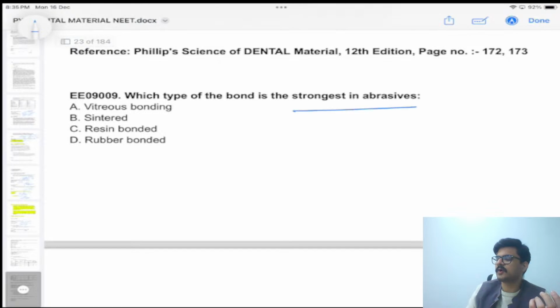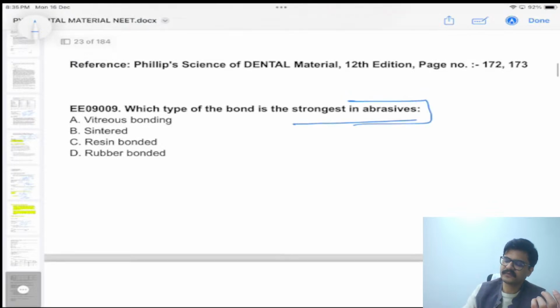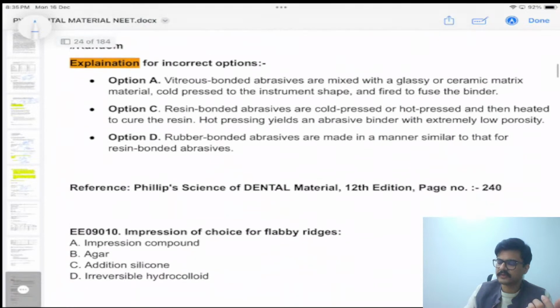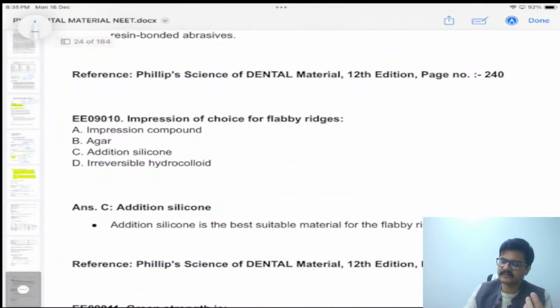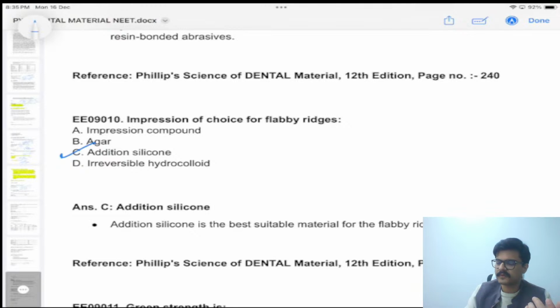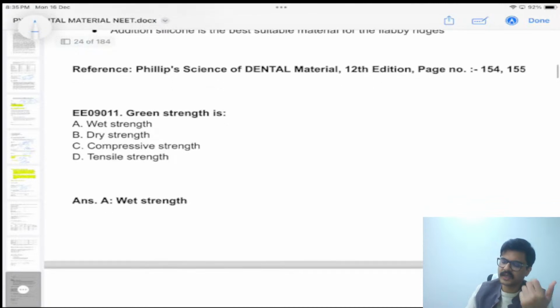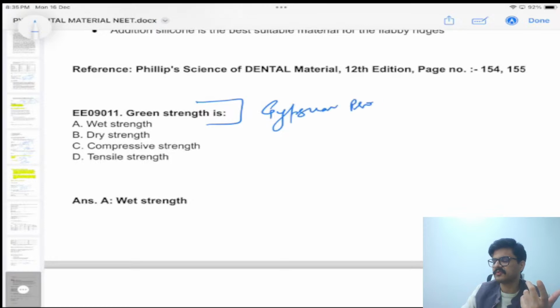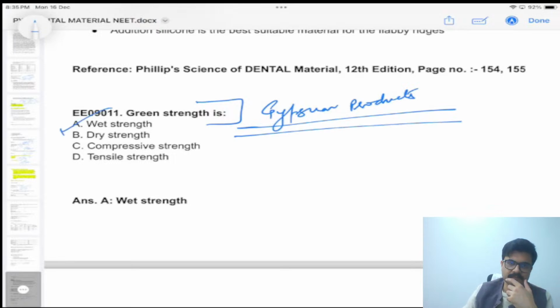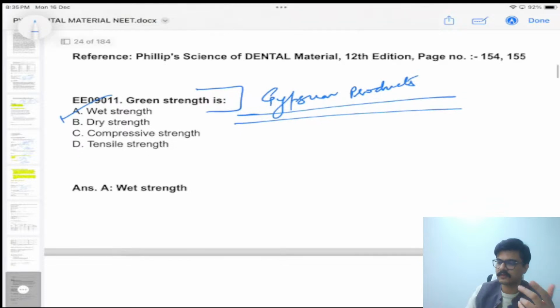Which type of bond is strongest in abrasives? So guys, this is an often repeated question. Sintered, straight taken from your Phillips. No need to discuss this in detail. Impression of choice for flabby ridge, guys. This is addition silicone. We've reached this answer with much deliberation with our prosthodontics faculty also. It's addition silicone, no doubt. Green strength, this is a question taken from the chapter of gypsum products. I do this in great detail in my lectures. Our students at DBMCI know this. This is wet strength. And another MCQ is usually the dry strength is more than wet strength, almost double that of the wet strength. So that's another MCQ that you should remember.